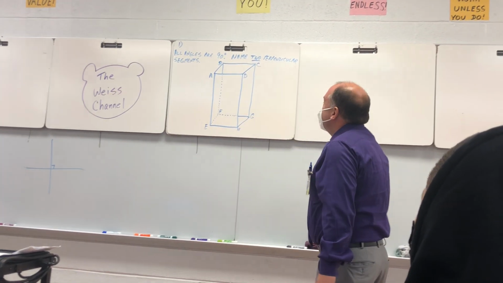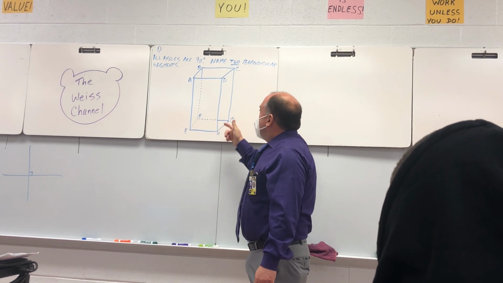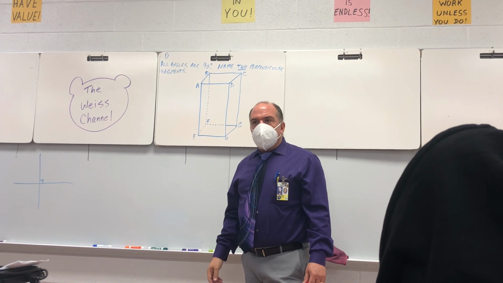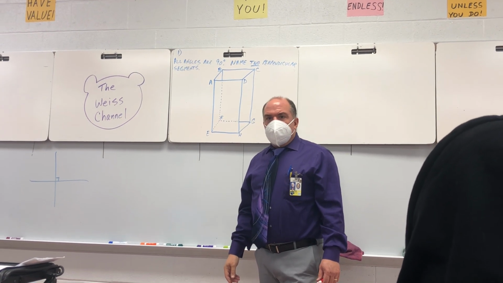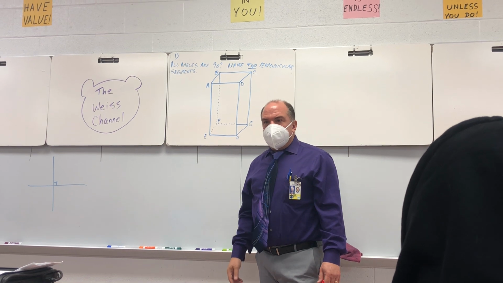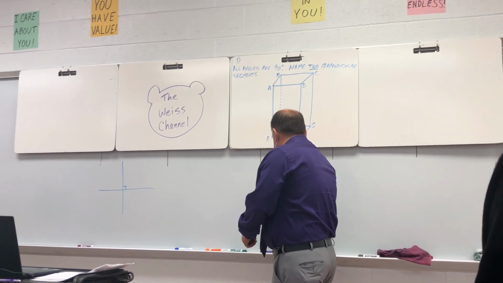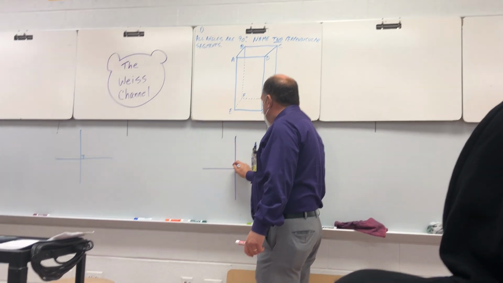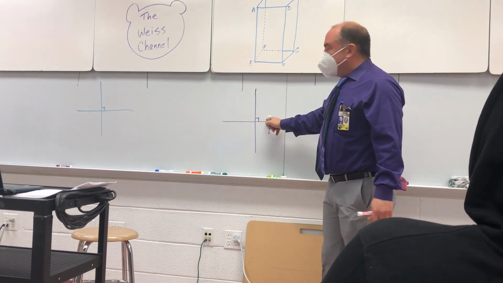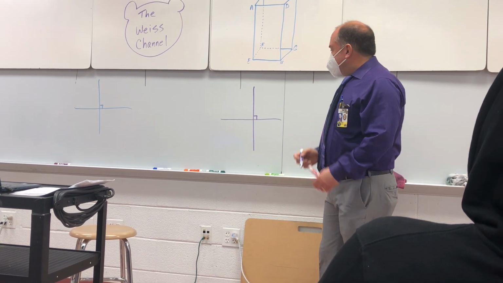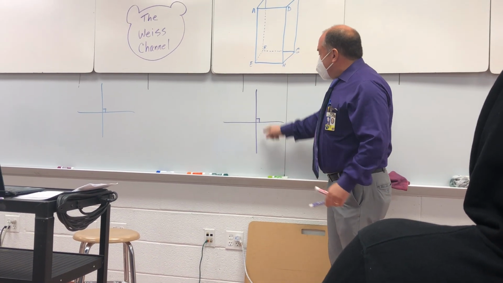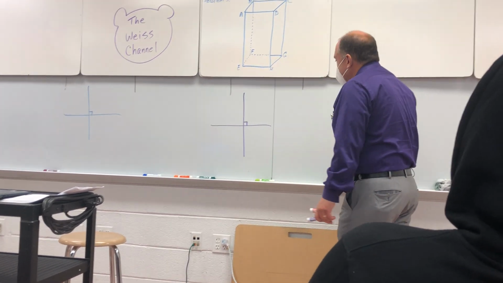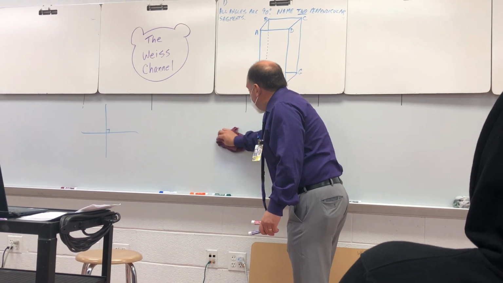All right. Here is a rectangular prism. That's just a fancy word for a box. A box has all 90-degree angles, right? There are 4 90-degree angles, and these are called perpendicular lines. Perpendicular lines.